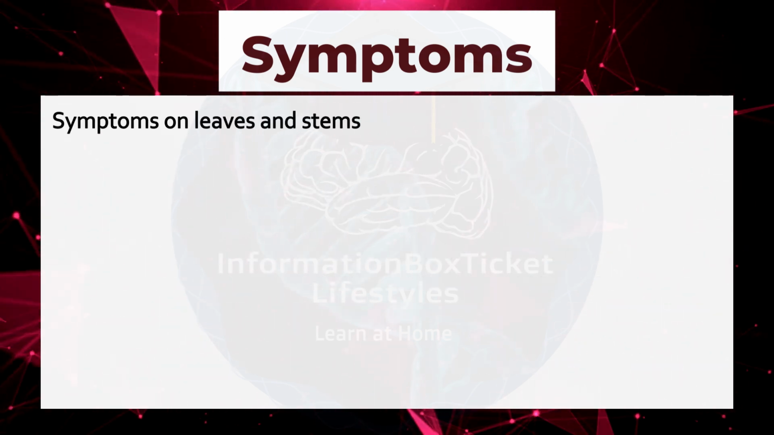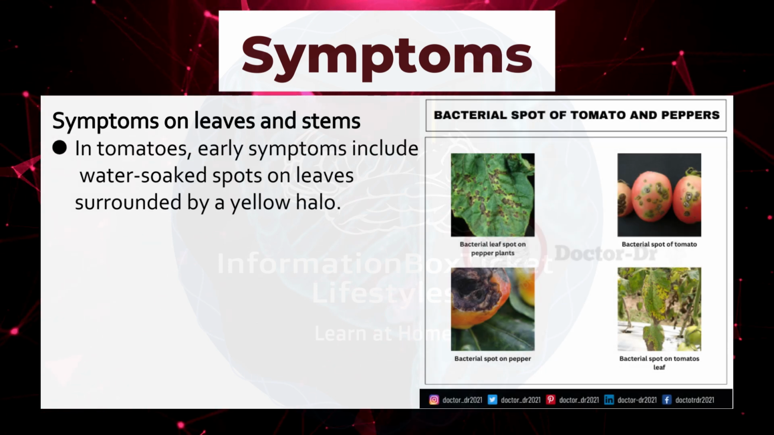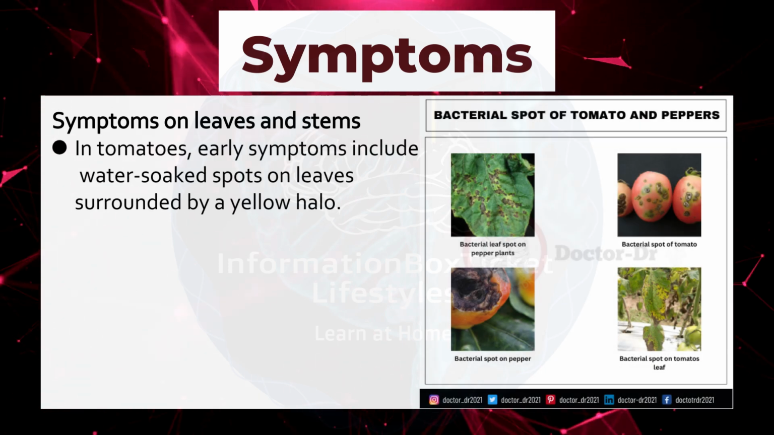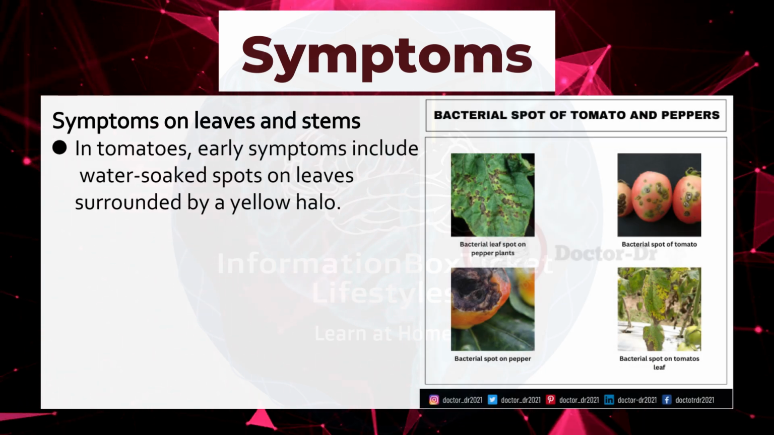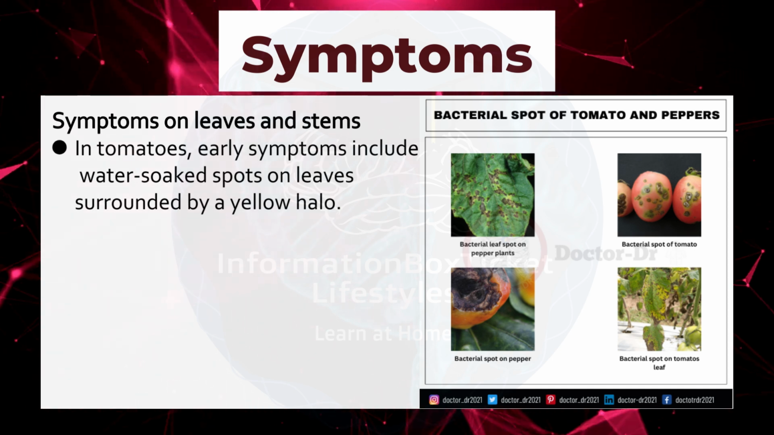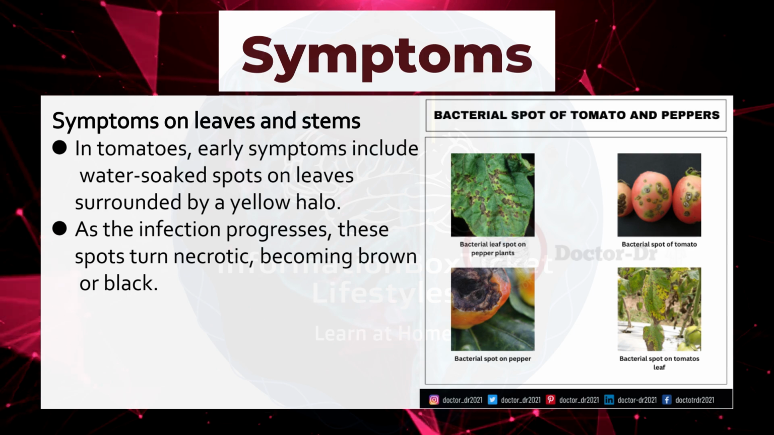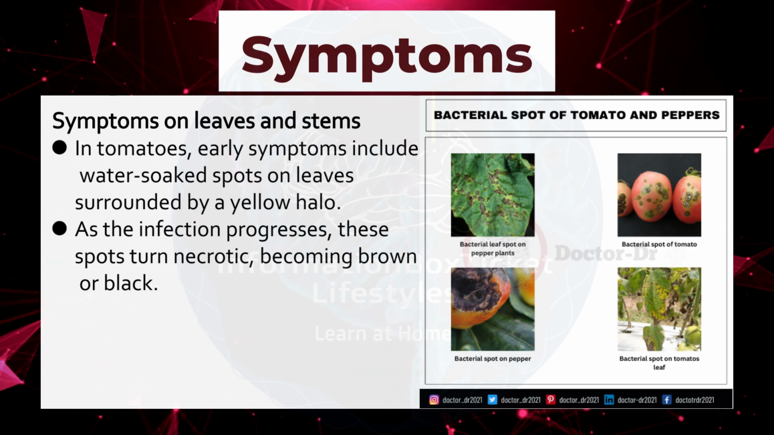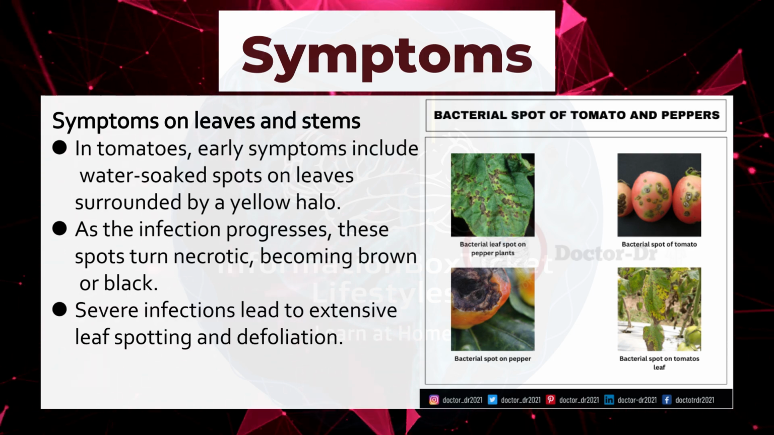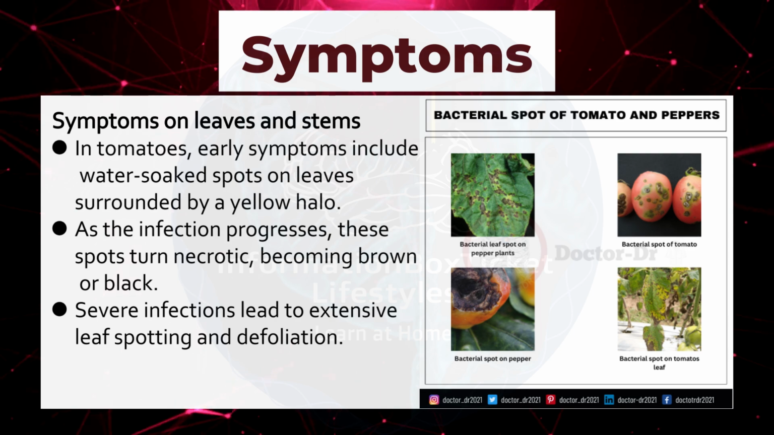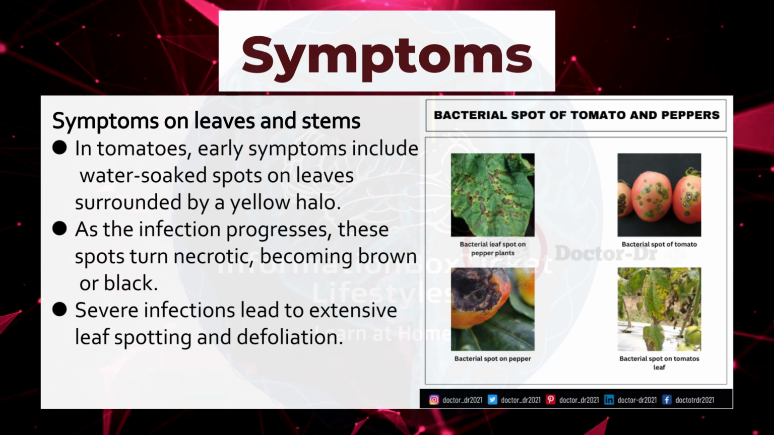Symptoms on leaves and stems. In tomatoes, early symptoms include water-soaked spots on leaves surrounded by a yellow halo. As the infection progresses, these spots turn necrotic, becoming brown or black. Severe infections lead to extensive leaf spotting and defoliation.